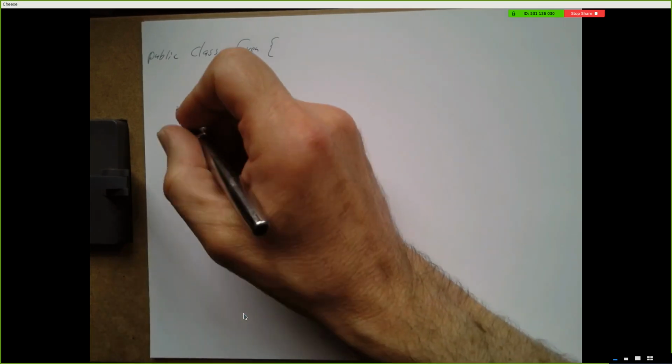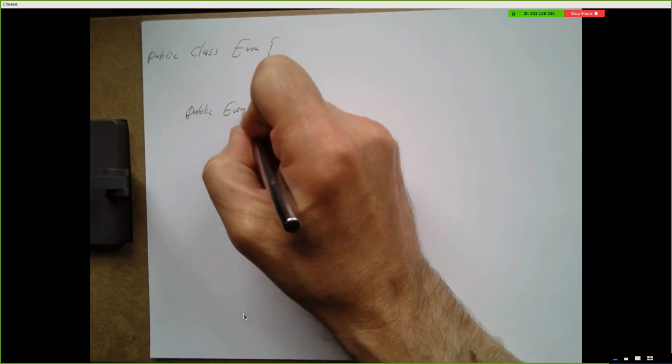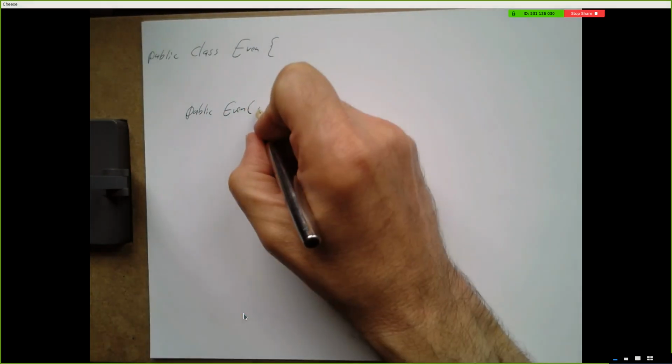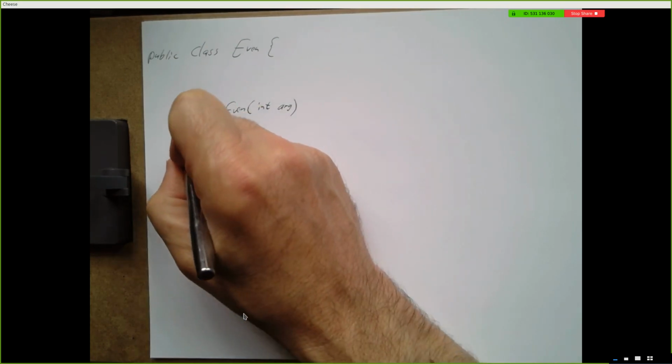And you're going to have some methods in here for adding, subtracting, and you're going to have a toInt and a toString that we'll talk about and so on. And you're going to have a constructor. So your constructor is going to be something like public Even. And it's going to take an argument, which is an integer. So I'll just call it integer arg.